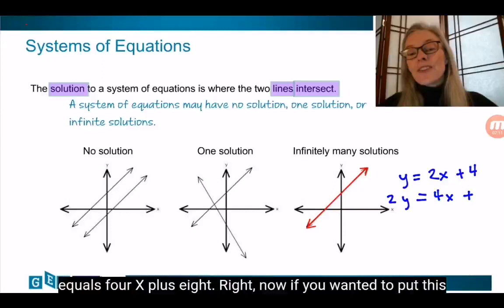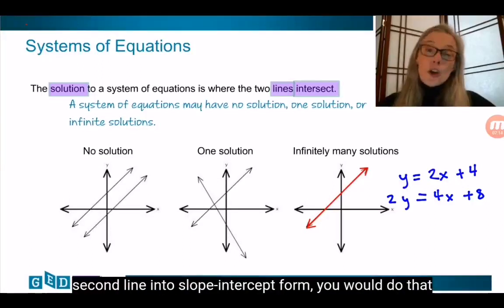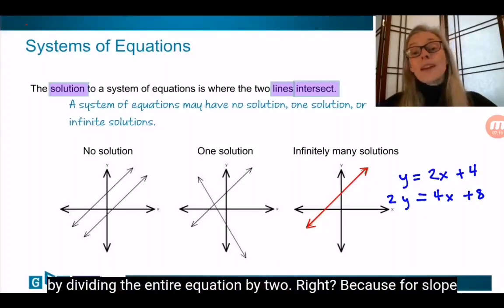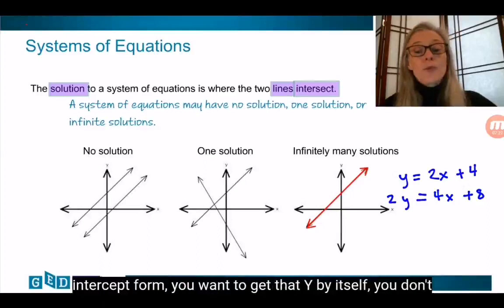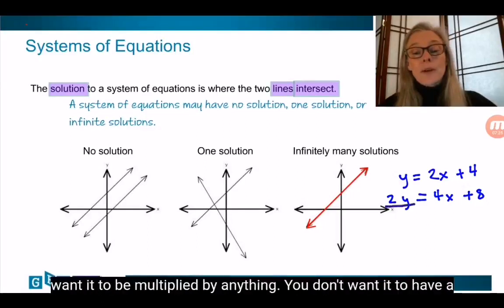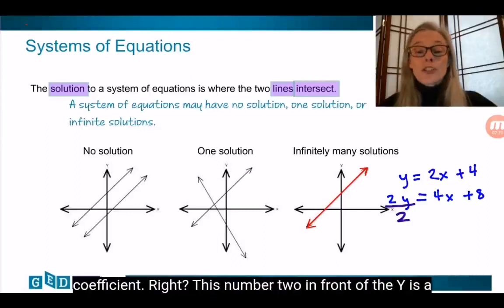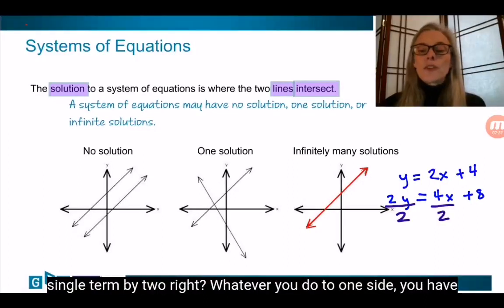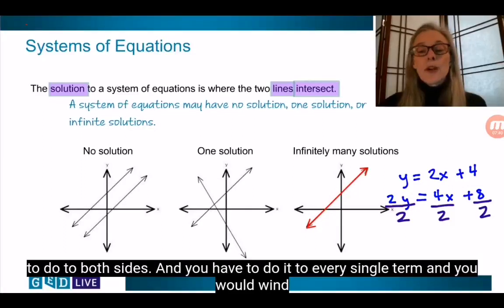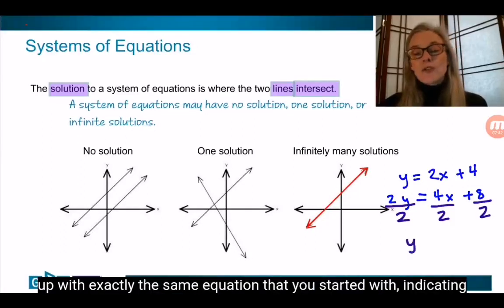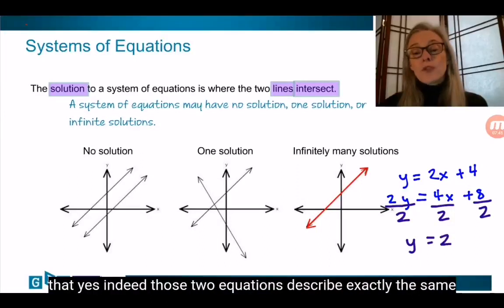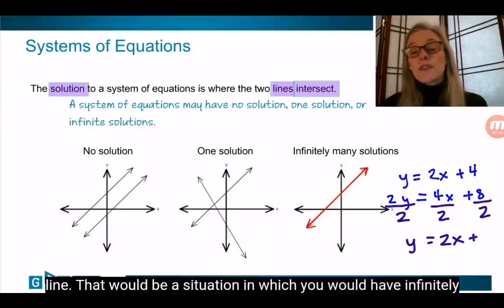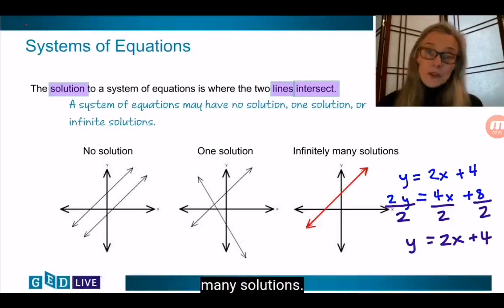Now, if you wanted to put this second line into slope-intercept form, you would do that by dividing the entire equation by 2. Right? Because for slope-intercept form, you want to get that y by itself. You don't want it to be multiplied by anything. You don't want it to have a coefficient. Right? This number 2 in front of the y is a coefficient. So you divide every single term by 2, right? Whatever you do to one side, you have to do to both sides, and you have to do it to every single term. And you would wind up with exactly the same equation that you started with, indicating that yes, indeed, those two equations describe exactly the same line. That would be a situation in which you would have infinitely many solutions.